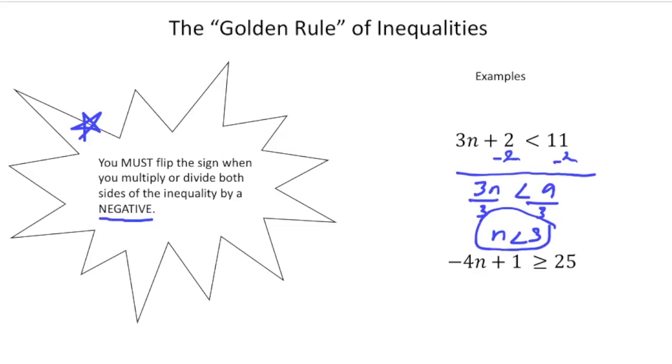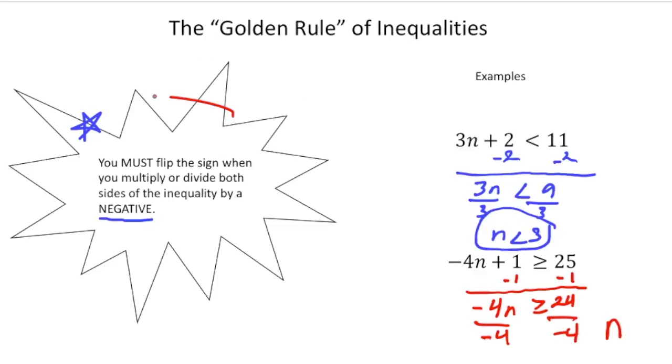Now let's do this one down here. We have -4n plus 1 is greater than or equal to 25. So I'm going to first take away 1 from both sides. So we have -4 times n is greater than or equal to 24. And then I need to divide both sides by -4. So n is going to be, wait a minute, the golden rule. We divided both sides by a negative, right? So we got to flip the sign. So now it's going to be less than or equal to -6.